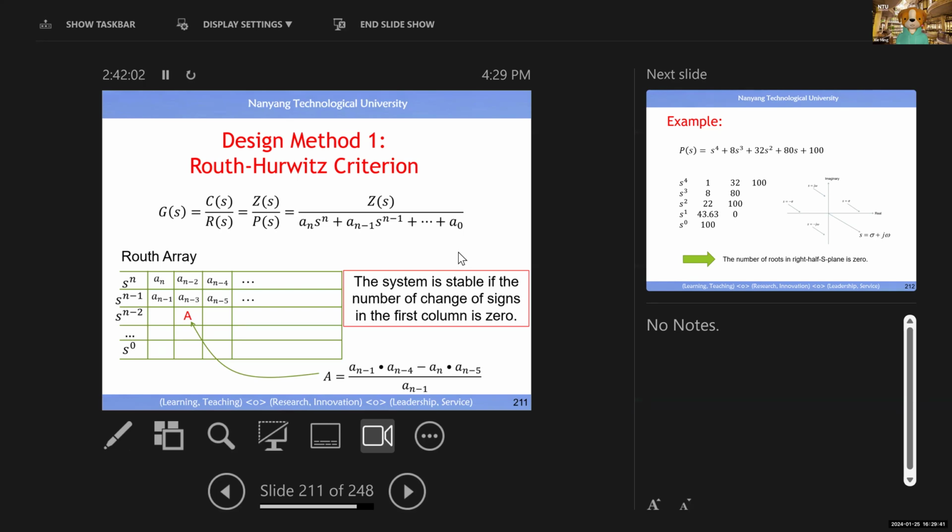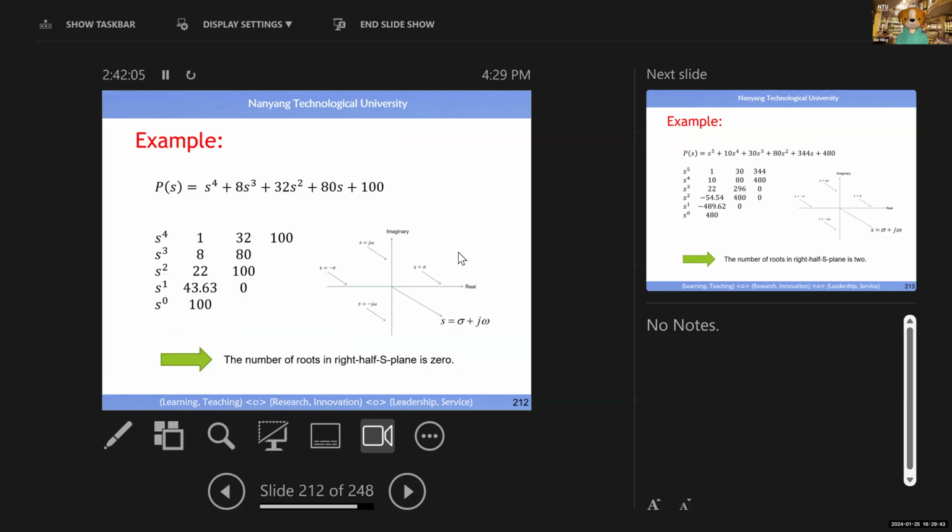So this is the first design method, very simple. You can understand this method by going through an example, right? This is the denominator equation of a feedback control system. We want to verify whether this system is stable or not. You have coefficients 1, 32, 80, 100. How to determine this one? It is (1 times 32 minus 1 times 80) divided by 1. What is this one? It is (1 times 100 minus 1 times 0) divided by 1. What is this one? (22 times 80 minus 8 times 100) divided by 22, etc.